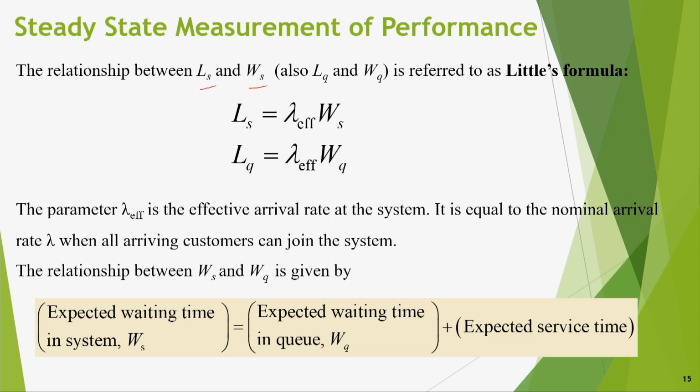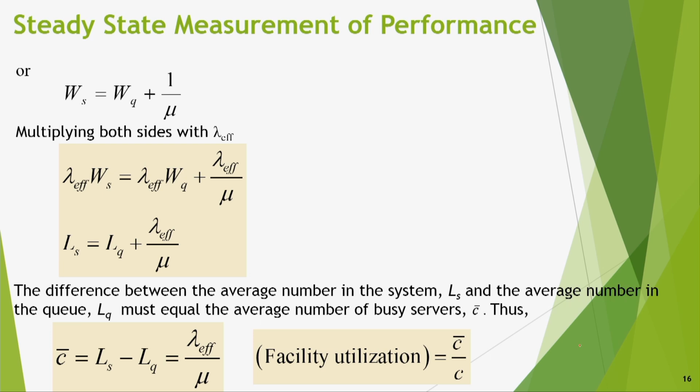The relationship between Ws and Wq is given by: expected waiting time in system Ws is equal to expected waiting time in Q, Wq, plus expected service time. So that means Ws is equal to Wq plus 1 by mu, because this is the expected service time. If you multiply both sides with lambda effective, then it becomes lambda effective Ws equals lambda effective Wq plus lambda effective by mu. By Little's formula, Ls is equal to Lq plus lambda effective by mu.